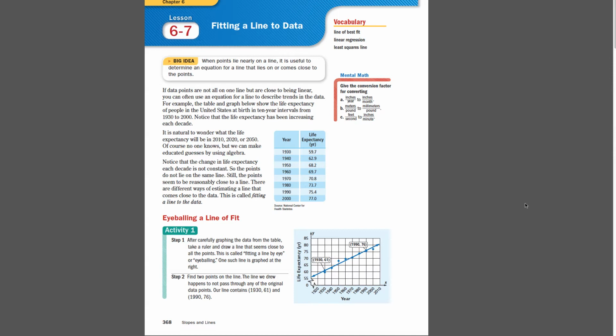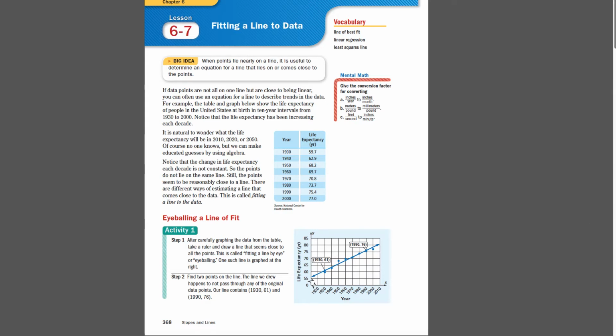Okay. Hey, welcome back. I hope yours fit. We look at this particular line that they've given us in the activity, and they show that it, in fact, doesn't pass through any specific point, but it does have a couple of easily discernible points, and one of them is at 1930, 61. The other's at 1990, 76. So, guess what we're going to do next?